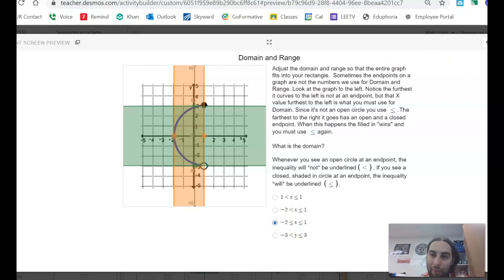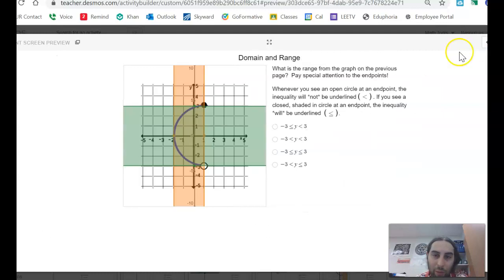And then for this same picture, okay, what is the range? Okay, so the range from -3 to +3, but it's unshaded to shaded. So that's not underlined to underlined, and we're using the letter Y. And that would be this one. Okay.